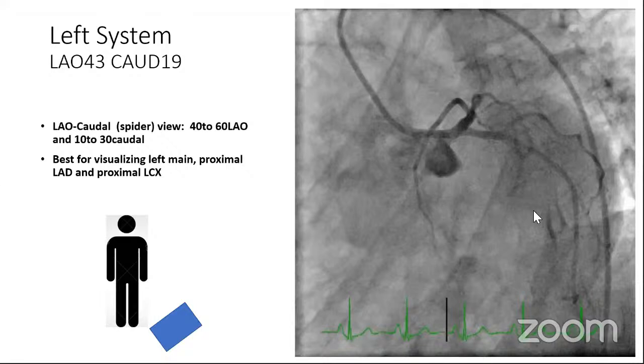This is called the spider view. Again, we look at the ribs: on the left side, directed to the left. The spine is on the right, so that means I'm in the LAO orientation. I cannot see the diaphragm, which means I'm in the caudal orientation. So LAO caudal is termed the spider view because of the shape that the LCX and the whole vessels take.